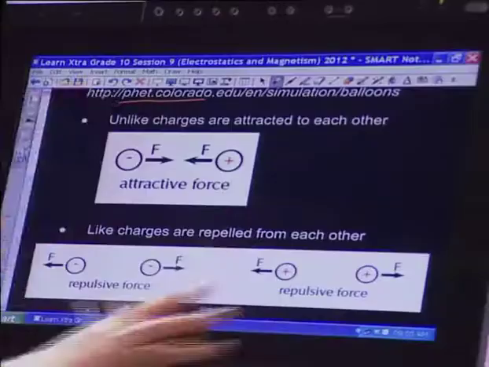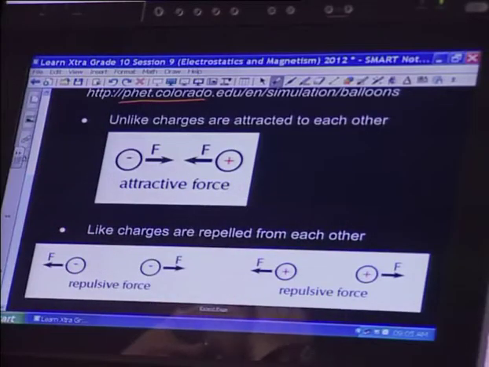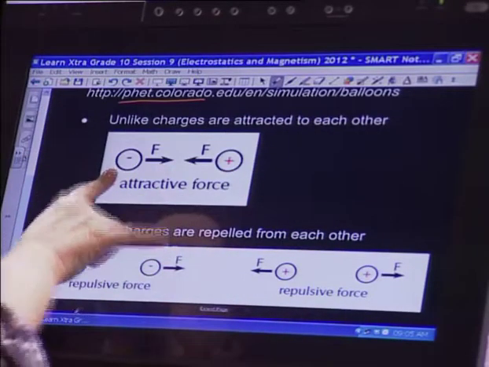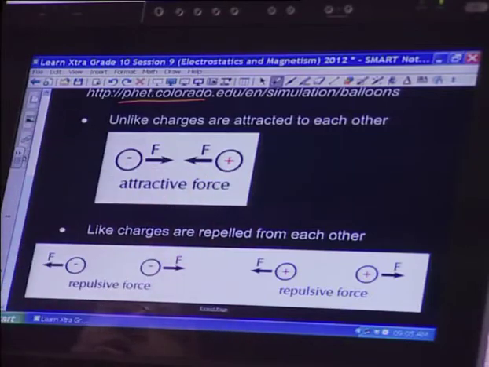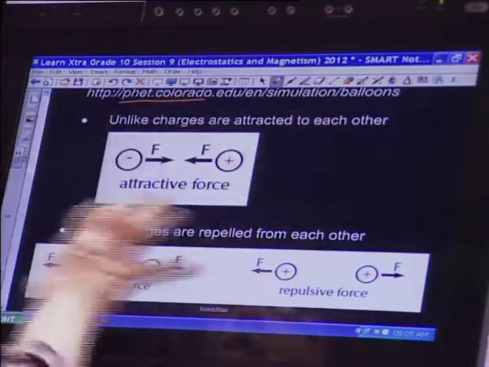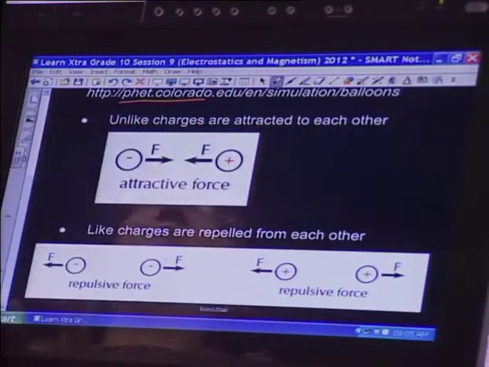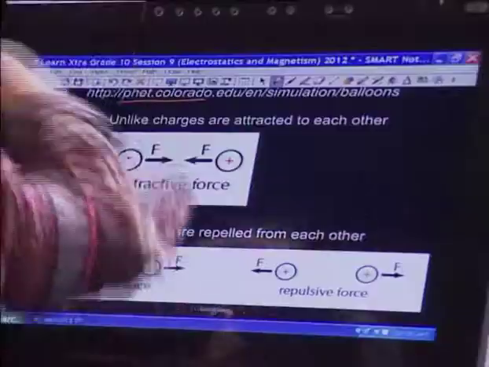Like charges or like poles repel. I've drawn very, very simple diagrams, okay? So if we have unlike charges, a positively charged object and a negatively charged object brought close to each other, then they are going to be attracted to each other, okay? Great. If they're the same, they will repel.